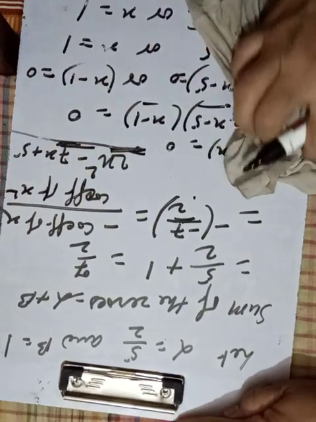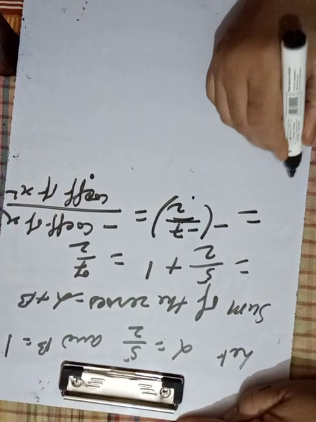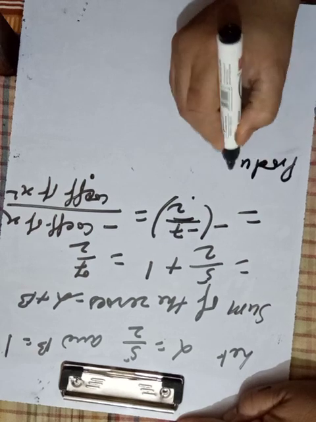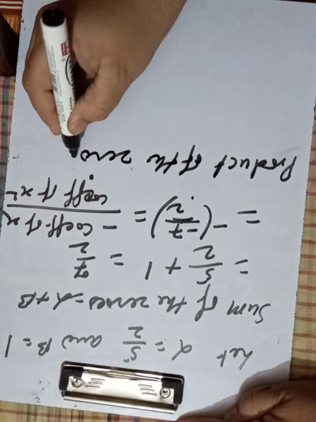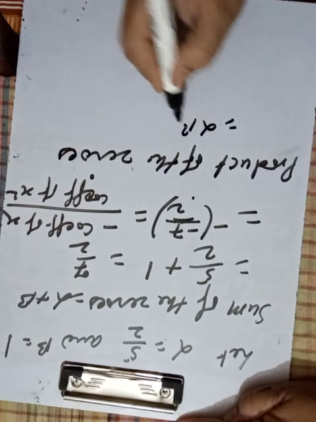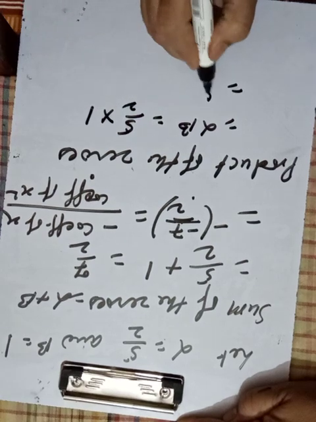Next part, one part I have verified, that is our sum of the zeros. Next I have to find the product of the zeros. So this becomes our alpha into beta. So this will be 5 by 2 into 1. So I get 5 by 2.